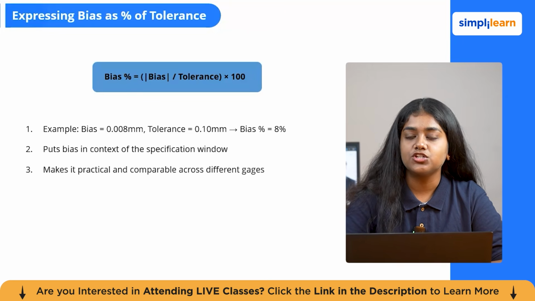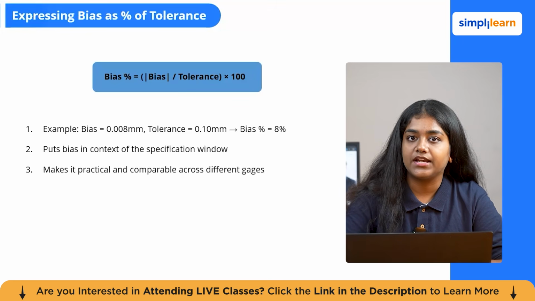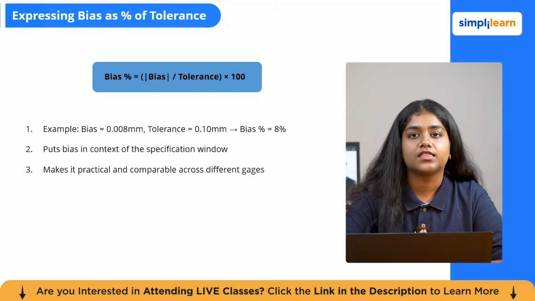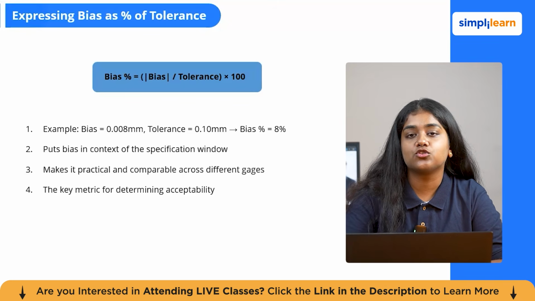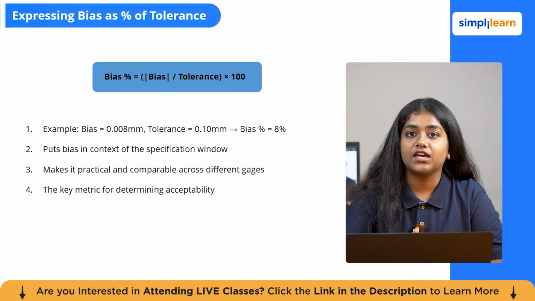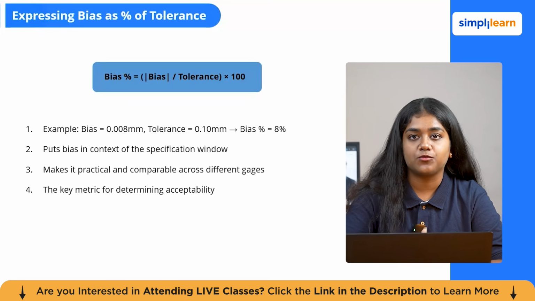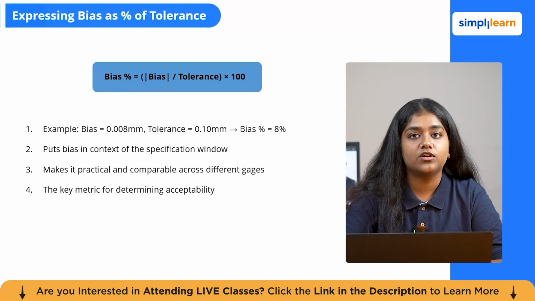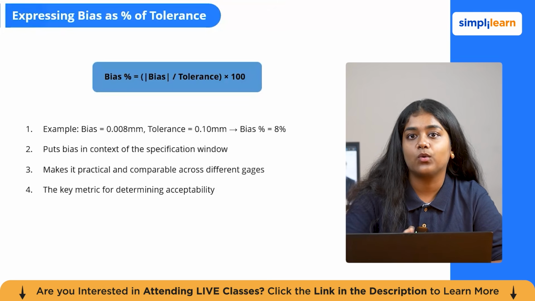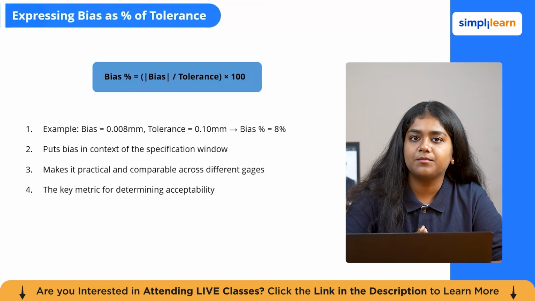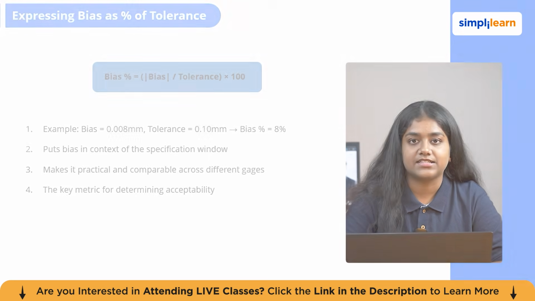Expressing bias as a percentage makes it easier to compare different gauges, parts, and tolerances. A bias of 0.008 mm may be acceptable for a wide tolerance but unacceptable for a very tight tolerance. The percentage puts the bias into proper context. Bias percentage helps determine whether the measurement system is suitable for use. If the bias is too large, the gauge may reject good parts, accept bad parts, or mislead process control decisions. Lower bias means more reliable measurement decisions. But if the bias were 0.045 mm with the same 0.10 mm tolerance, that's 45%, nearly half the tolerance used up just by the bias in the measurement system. And that's clearly unacceptable.